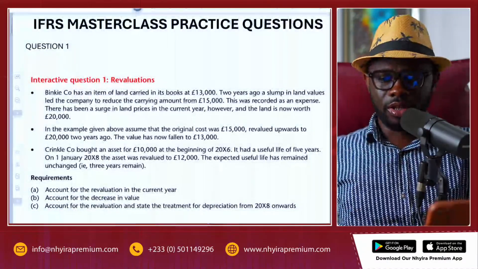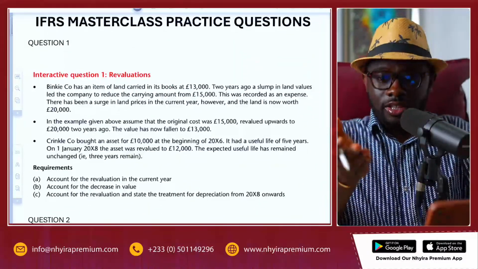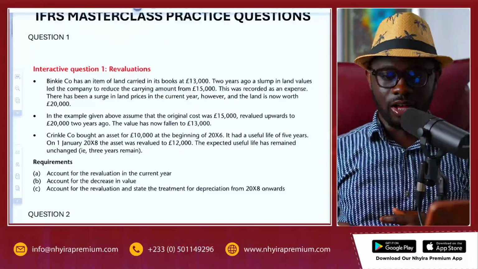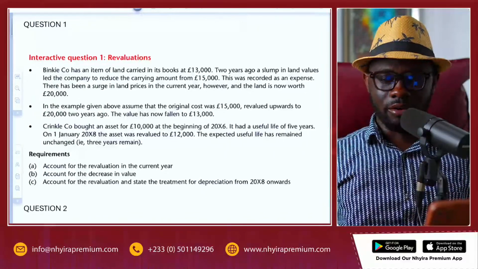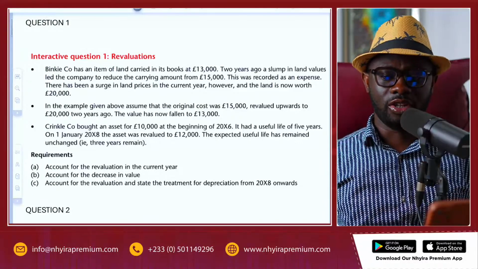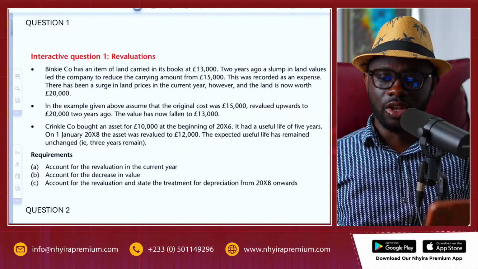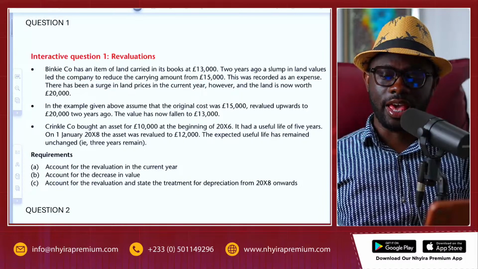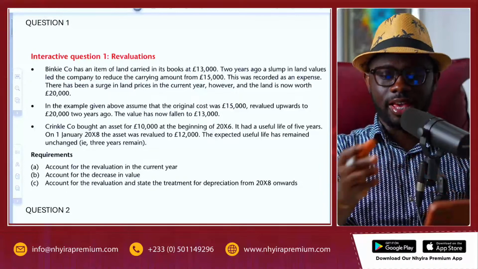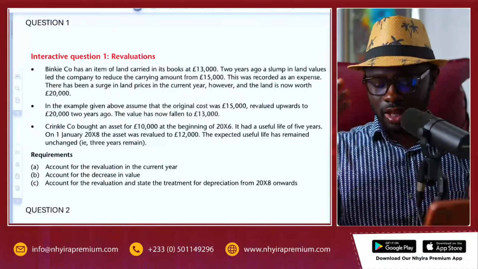So we go straight into the discussion and look at our very first question here, and you can take a screenshot of the question so that you can make reference later on. Question number one, the requirement is: A, account for the revaluation in the current year; B, account for the decrease in value; and C, account for the revaluation and state a treatment for depreciation from 20x8 onwards. So the first part of the question is A, the second part is B, and the third part is C. Let's see what we do here.